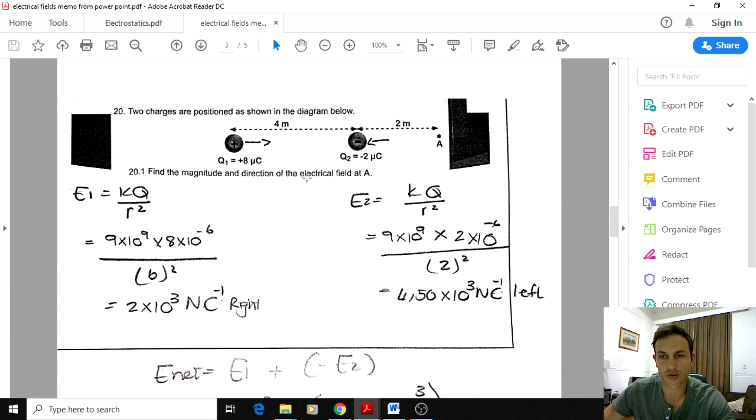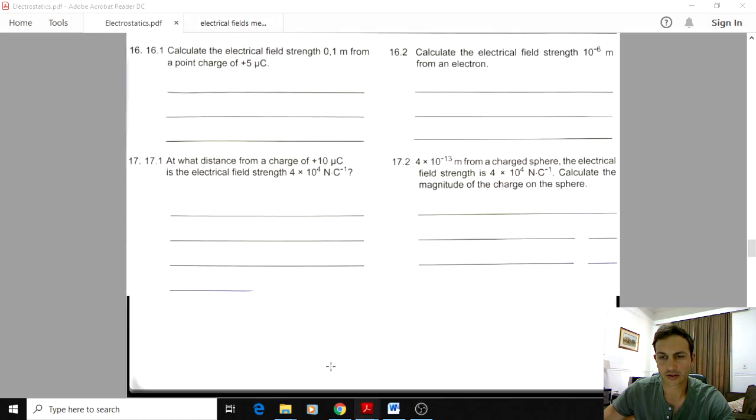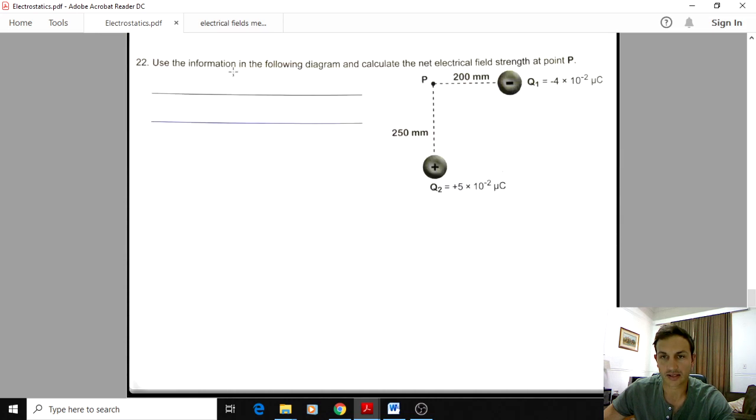It's to the right because that's positive. So it's going to have to move away from this positive charge to the right. This is now negative, so it's going to move towards the negative. And here we go. Substitute your values and you get this answer. You still need to calculate the net electric field, and that is over there. Just want to quickly go back to the original. Okay, we've done that. Here's the next question.